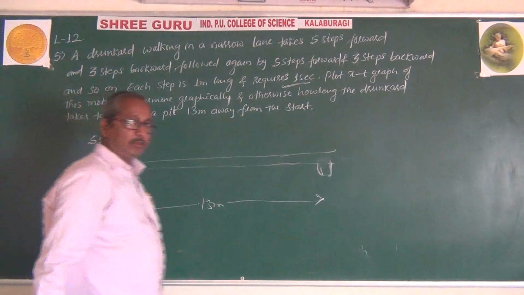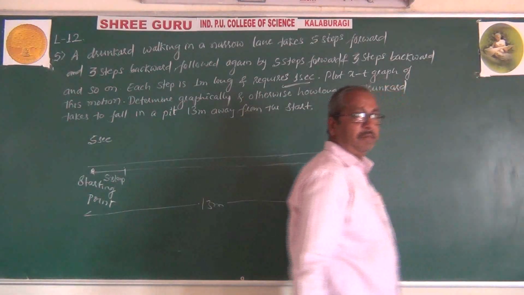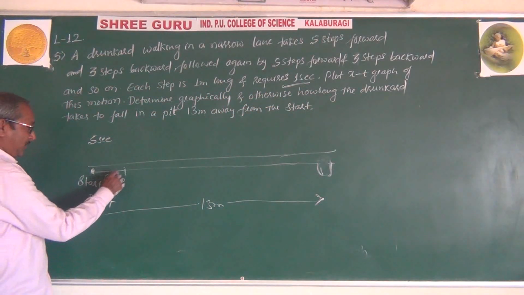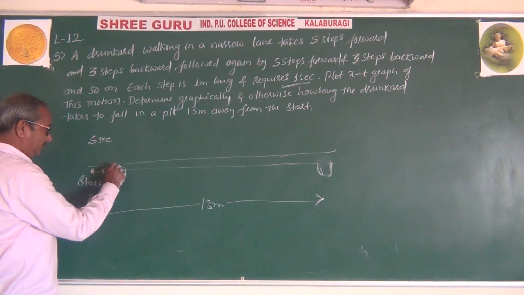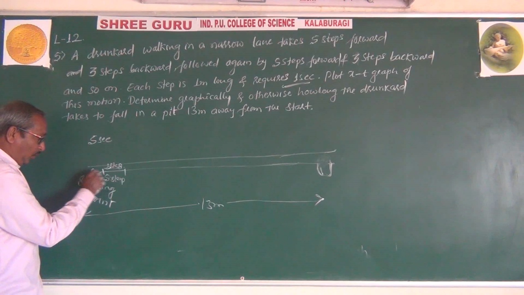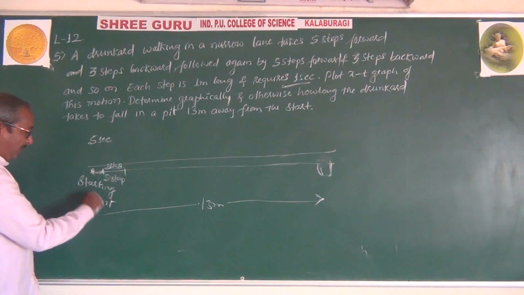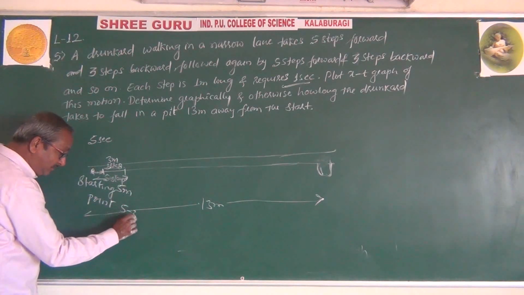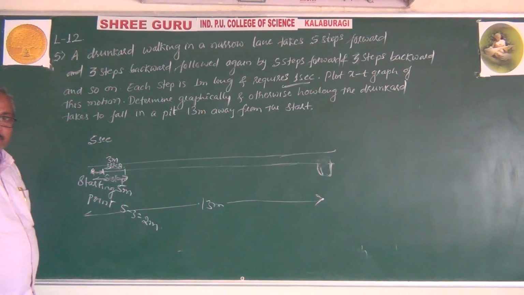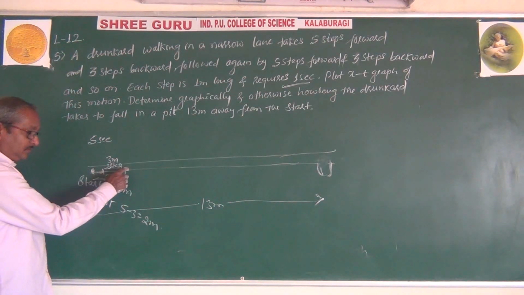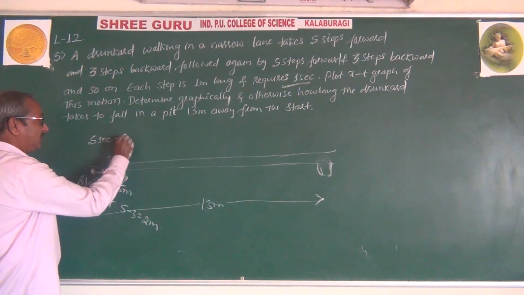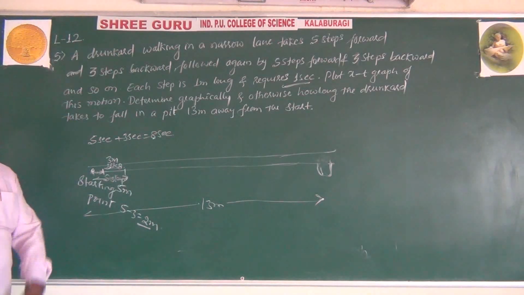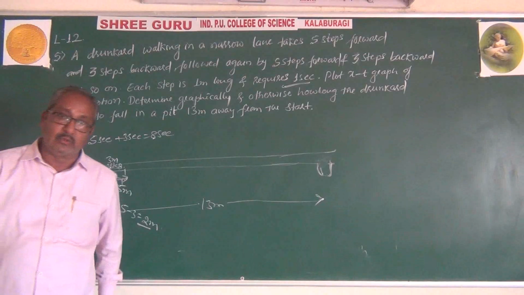After 5 steps forward, he will come back 3 steps. 3 steps means 3 meters he comes back. So in total only 2 steps forward. Each step is 1 meter, so 5 steps is 5 meters, 3 steps is 3 meters. 5 minus 3 equals 2 meters. For that the time taken is 5 seconds plus 3 seconds plus 3 seconds, total 8 seconds. So for going 2 meters forward it took 8 seconds.